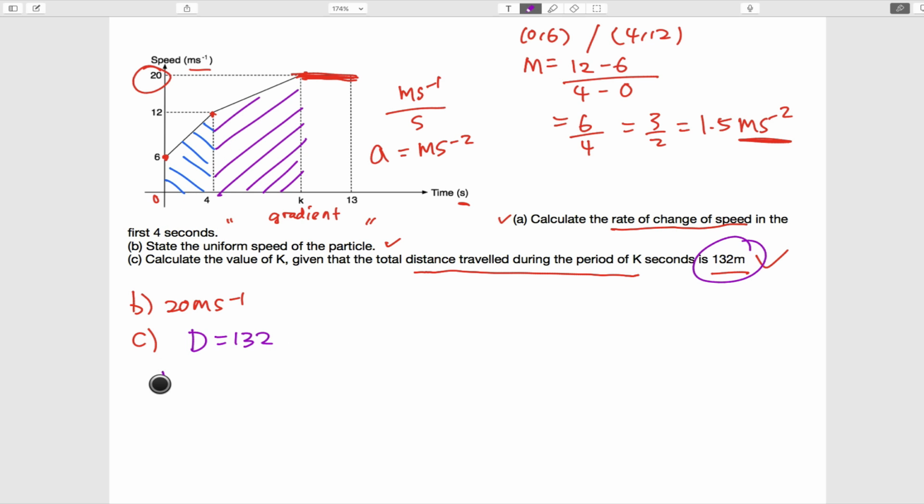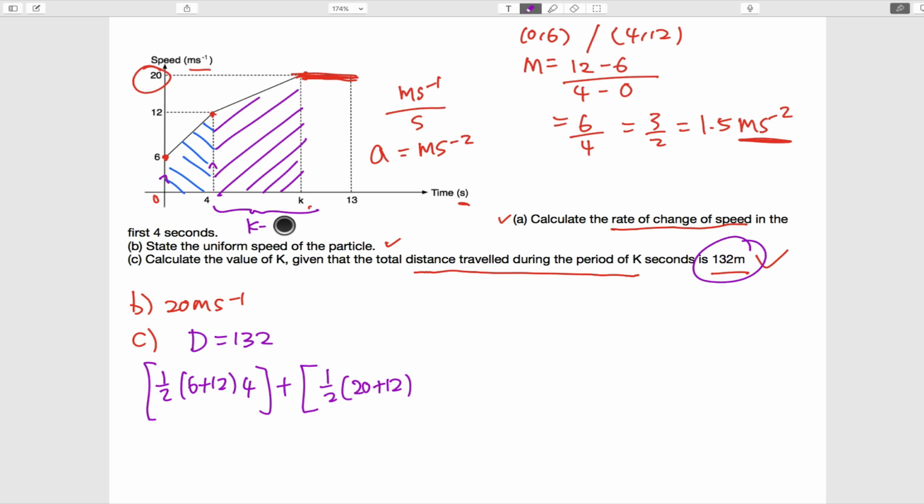For the first one, it's half times a plus b, where a and b are the two parallel lines. This is 6 plus 12, multiplied by the height, which is 4. This is the blue one. Plus my purple one, which is another distance. It's still half times a plus b. Over here is 20, over here is 12, so it's 20 plus 12, multiplied by the height. The height here is very crucial. Should you put k or 4, or what value should you put? Basically this is k minus 4. The distance from here to here is k minus 4.